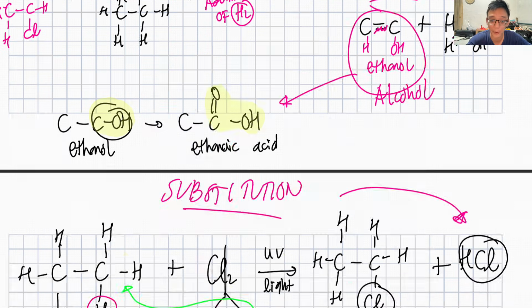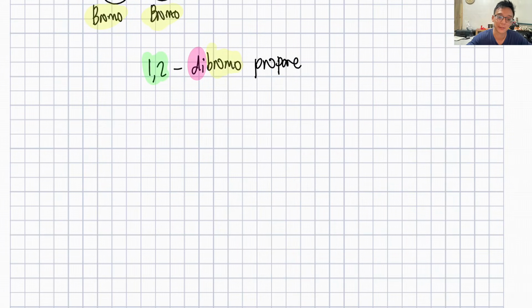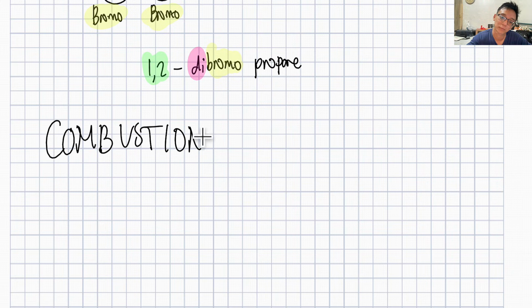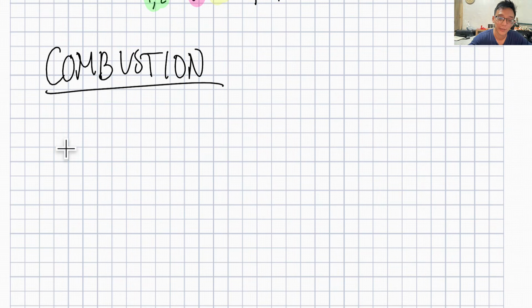For all carbon compounds, you can actually combust them. So, combustion. The recommendation for combustion reactions is that you would use the molecular formula. For example, combustion of propane.